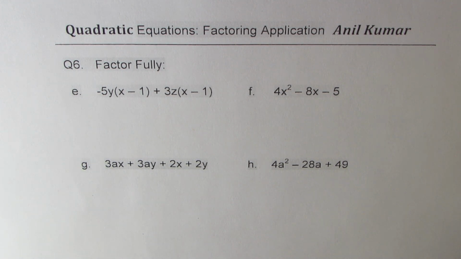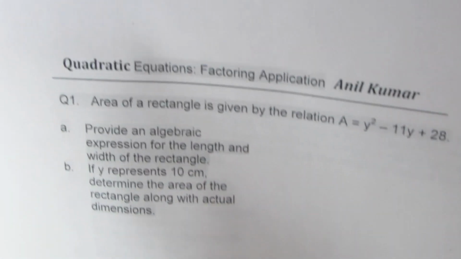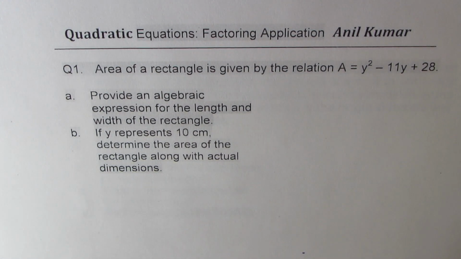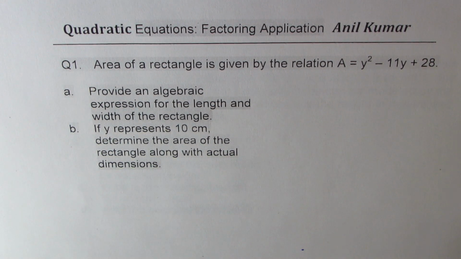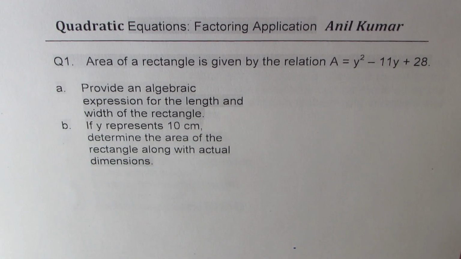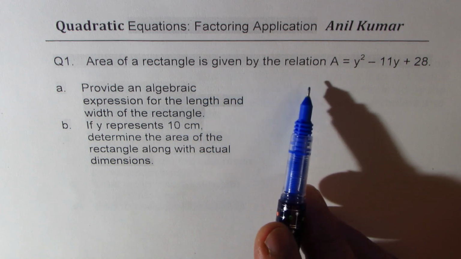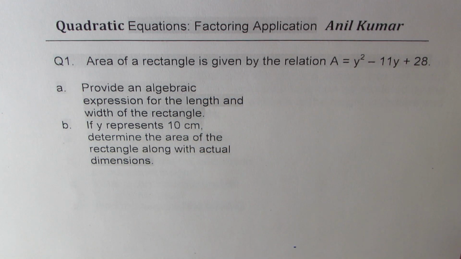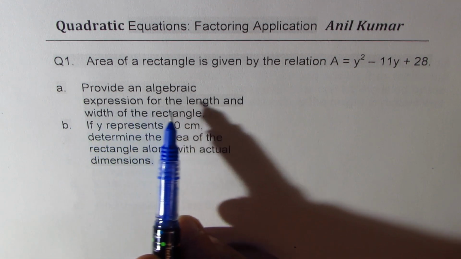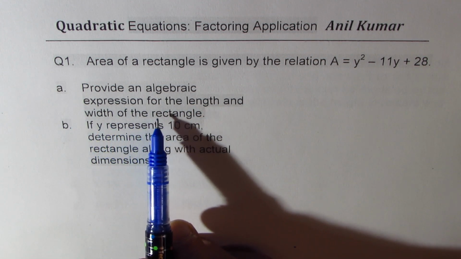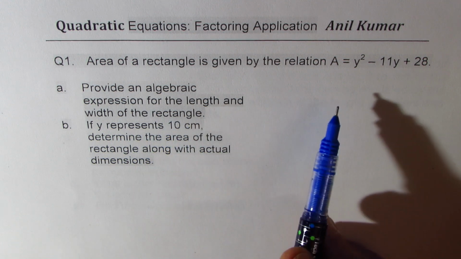So let's go through the solution of this test paper, taking question number 1 first. As I solve, I will also explain, so I will take more time than what you should be taking. Question number 1. The area of a rectangle is given by the relation A equals y square minus 11y plus 28. Provide an algebraic expression for the length and width of the rectangle. So we need to factor this.